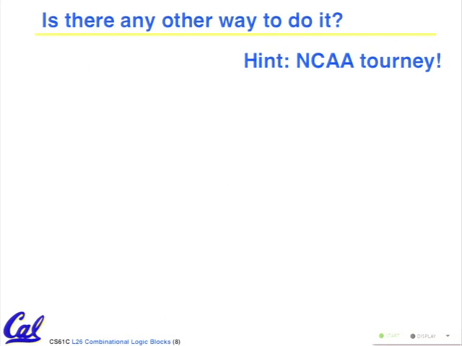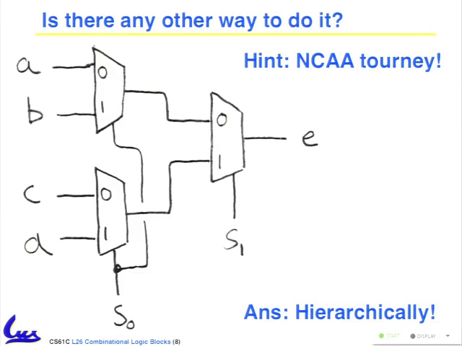Let's think NCAA tournament. Here's what exactly she said. Emily said, these first two guys share S0, like an early competition, like round 1 in a Final Four. And the winner of round 1 goes on to the finals, and now S1 determines who the winner is in the finals. Love it, right? Big trophy at the end. You won the S competition. You get to drive the E line here.